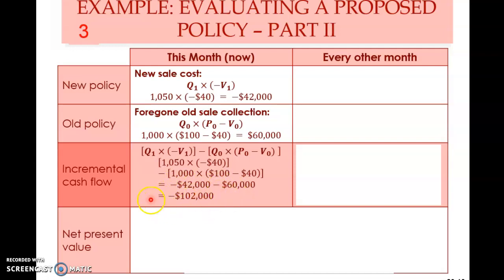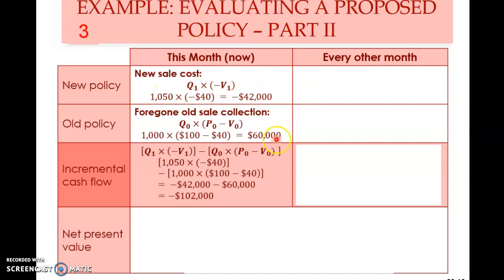What does that mean? It means that if you switch from the old policy to the new policy, you will have a cash outflow of $102,000 now. What does that mean? Why is it 102,000? $42,000 will be from the cost of sale under the new policy. Okay, it will be 42,000.